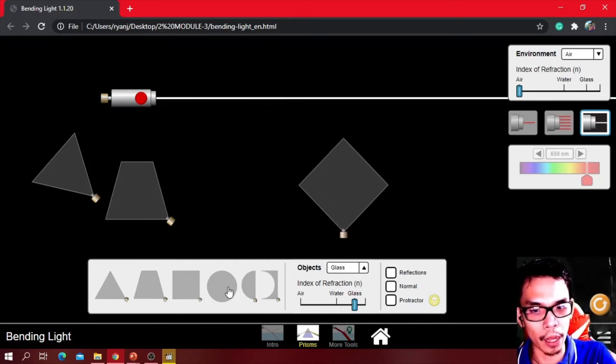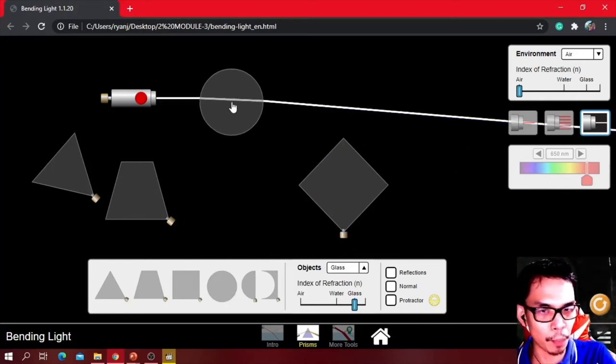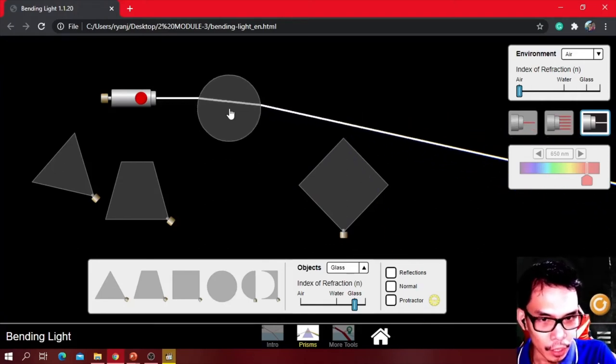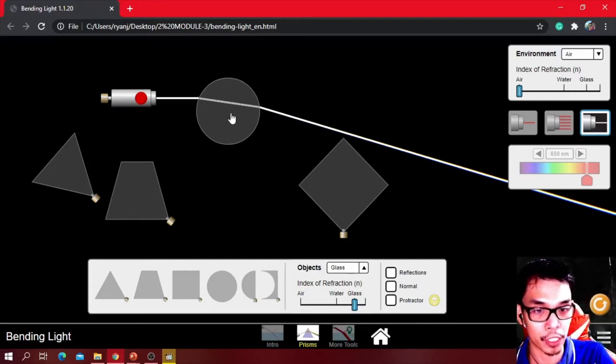Also, dispersion is slightly possible in circles or spherical prisms, like the one that you have right here. Alright, so this is dispersion.